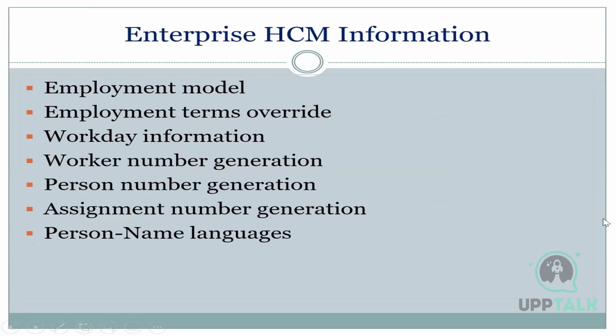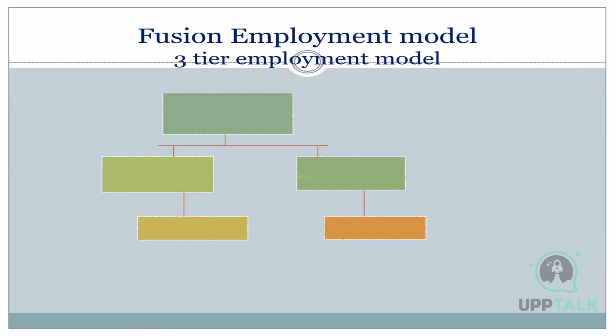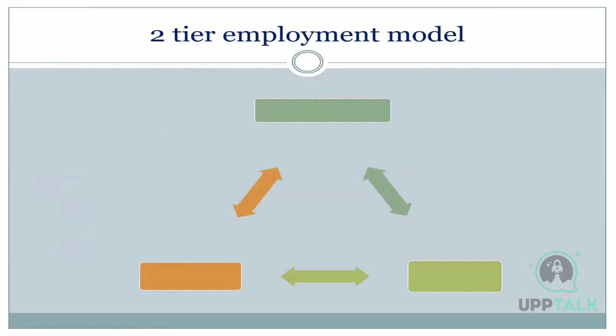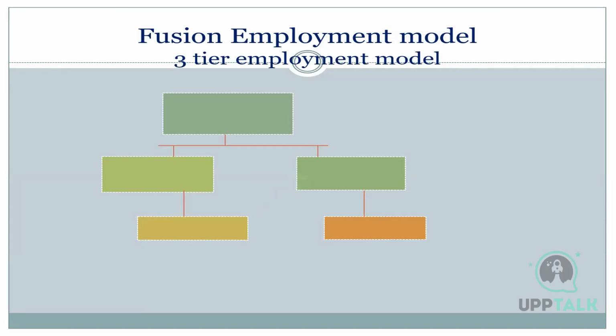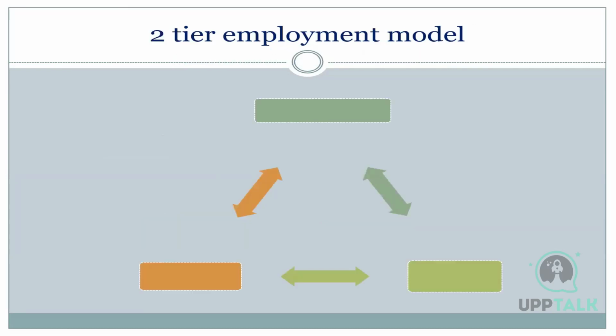Workforce lifecycle. So when we talk about enterprise HCM information, what is the workforce lifecycle? We have the employment model, employment terms, workday information, worker number generation, person number generation, assignment number generation, person number changes. What is the 3-tier employment model and what is the 2-tier employment model? The 3-tier involves the work relationship, the employment terms and the assignment, and the 2-tier employment model involves a work relationship and an assignment. Sorry, I'm saying the opposite. 3-tier has 2 assignments, and 2-tier has 1 assignment.